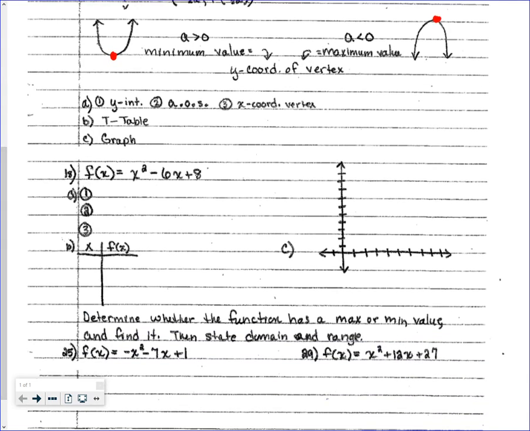Before I even graph this thing, is it in descending order? Yes. Is it going to open up or down? This is a positive 1, so it's going to open up. So that means I'm going to get a min. I like to kind of do all that now before I get too involved in the problem and make sure I do it right, okay?